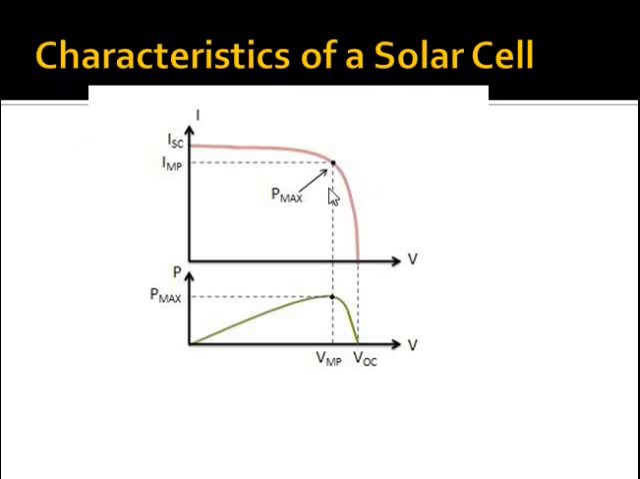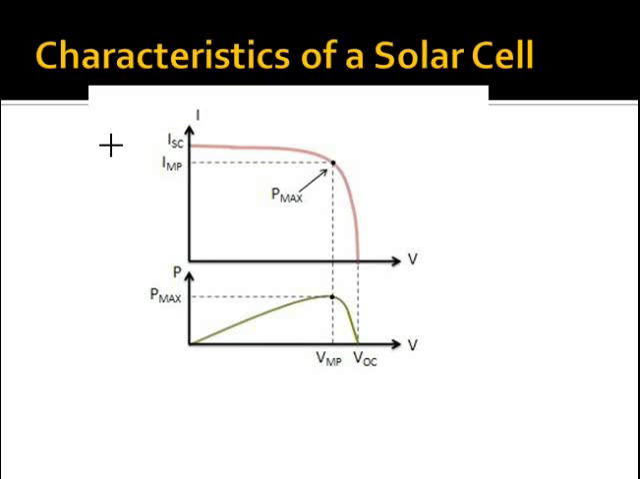In this slide, we see the characteristics of a solar cell. VI characteristics, voltage-current characteristics. So we can know how voltage varies with respect to change in current. In the x-axis we have voltage, in the y-axis we have current, and we have some terms marked along the axes: ISC and VOC.